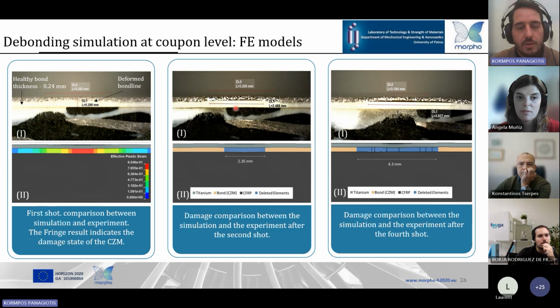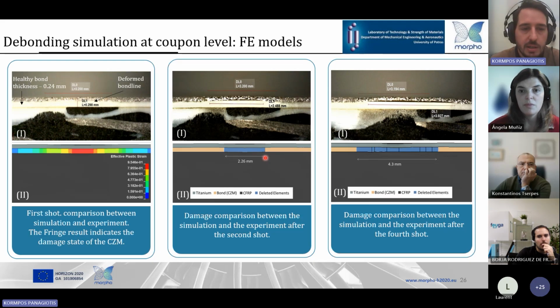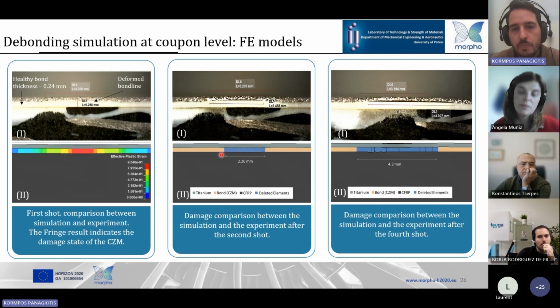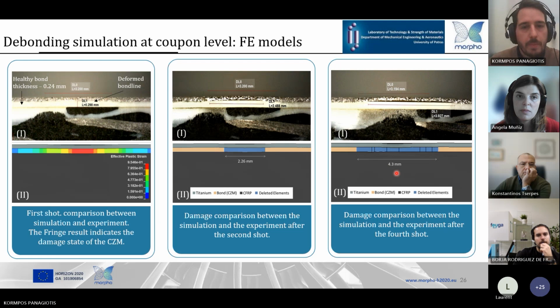By this plot, the second shot initiates the debonding with a length of 2.4 millimeters, and the model predicts a debonding of 2.26 millimeters, as can be seen here by the deleted elements in blue. And then the spot is moved by 2 millimeters and shot again 2 more times, and the final debonding is 3.9 millimeters, while the model predicts a debonding of 4.3 millimeters.